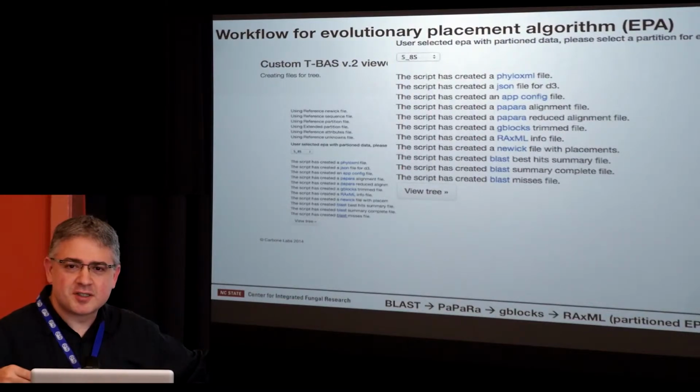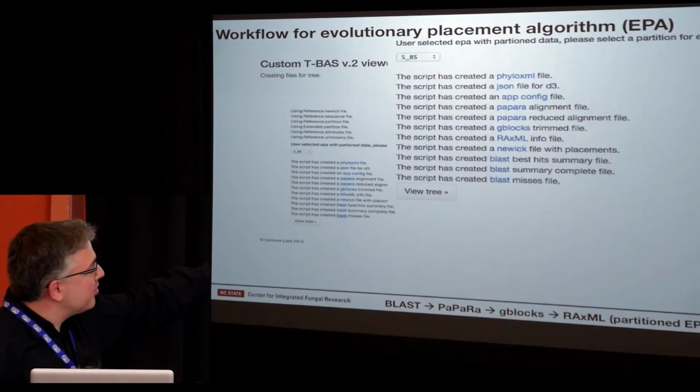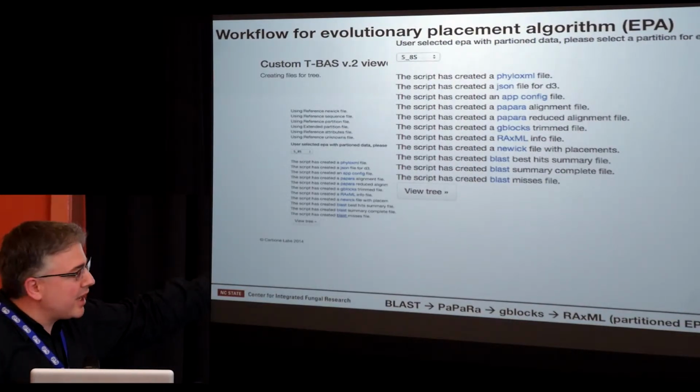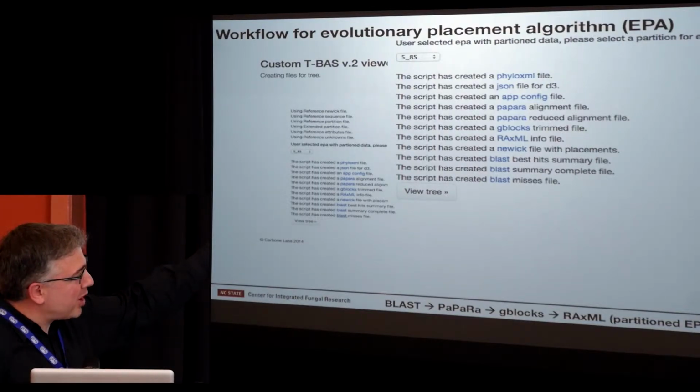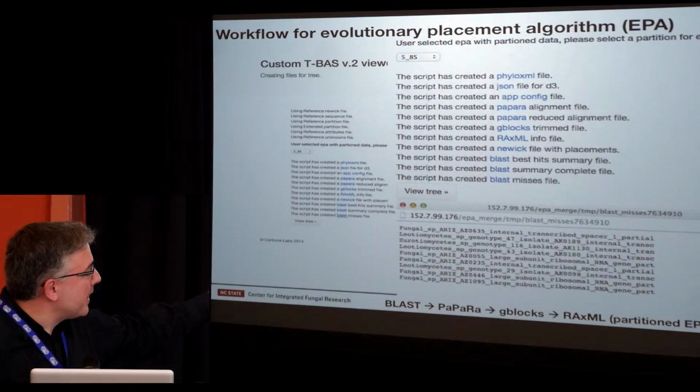And then you could use this partitioned evolutionary placement algorithm that's provided in RAxML. And this is just showing you the output that we provide, the metadata of all these steps. So we give you the Papara alignment, the G-blocks trimmed, the blast hits that were not hit or were highly divergent for that partition and that are excluded. And so there's a list right there.